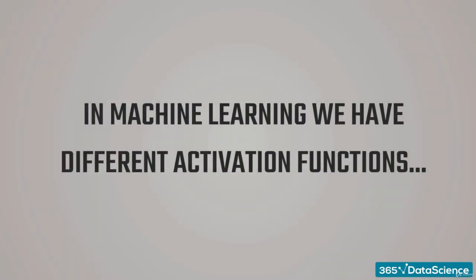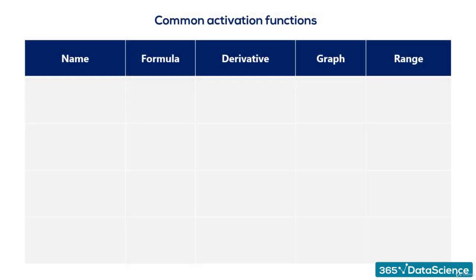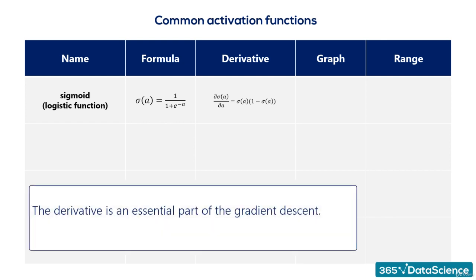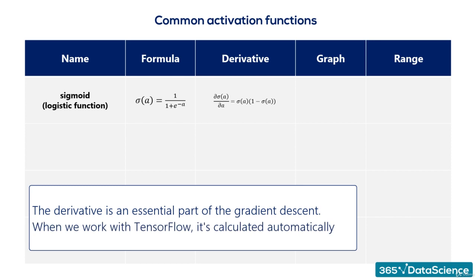Okay, in machine learning, we have different activation functions, but there are a few used much more frequently than others. Here is a table with 4 of the most commonly used activation functions. Let's go through one row to see how the table is organized. First, we have the sigmoid, also known as the logistic function. Here is its formula. Next to it, we have its derivative. As you may recall, the derivative is an essential part of the gradient descent. Naturally, when we work with TensorFlow, we won't need to calculate the derivative, as TensorFlow does that automatically.